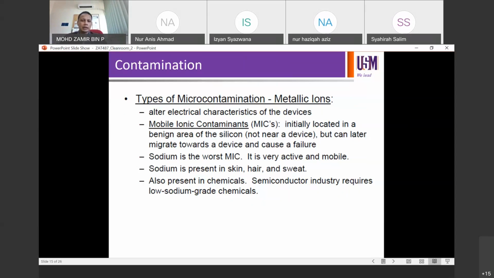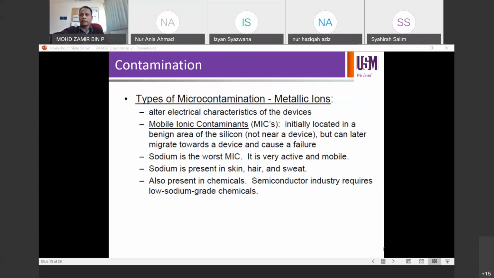Right, some metal ions are mobile in nature. So it may initially be located at one benign area, but later it can migrate into a more active area and cause failure as well. So that's why kita ada discuss hari tu about the thermal cycle, right? If you remember, a few lectures back, I did mention about thermal cycles, because throughout the 2 months, 3 months of processes, the device will actually go through a series of high temperature processes in order to enable device operation through, for example, annealing process, diffusion process.